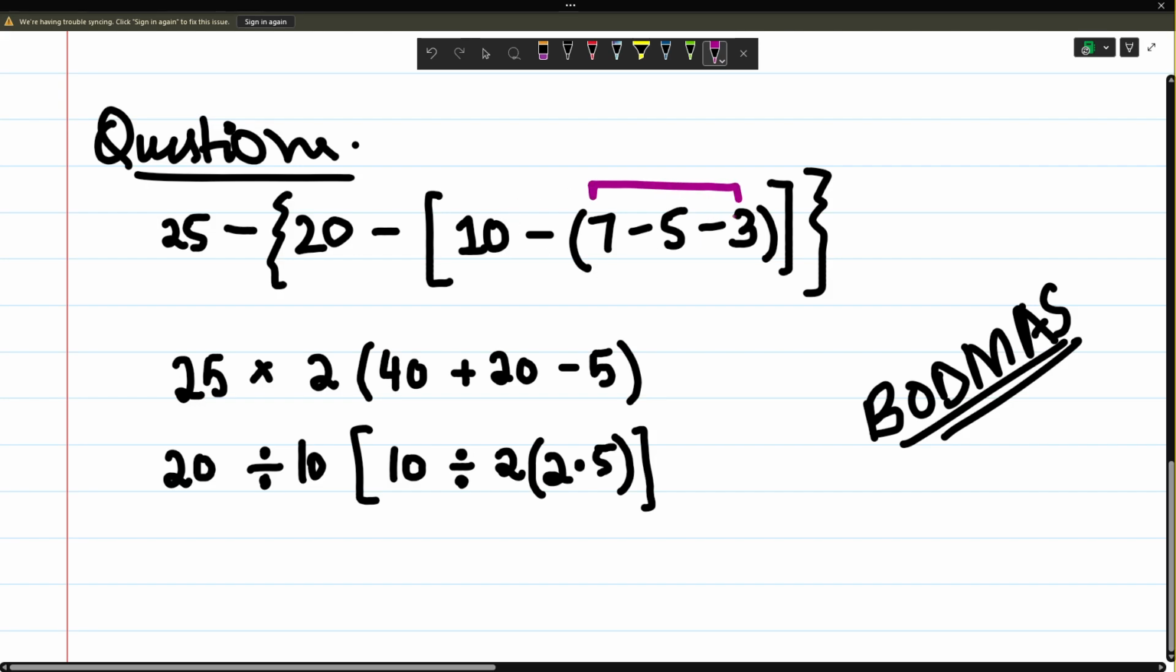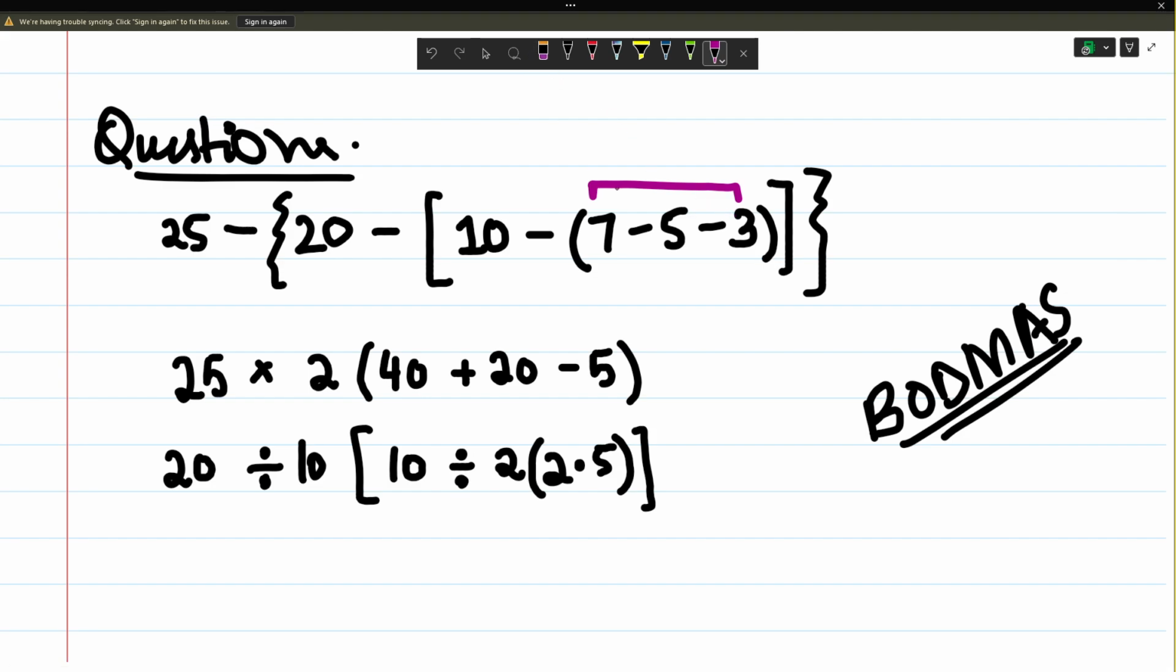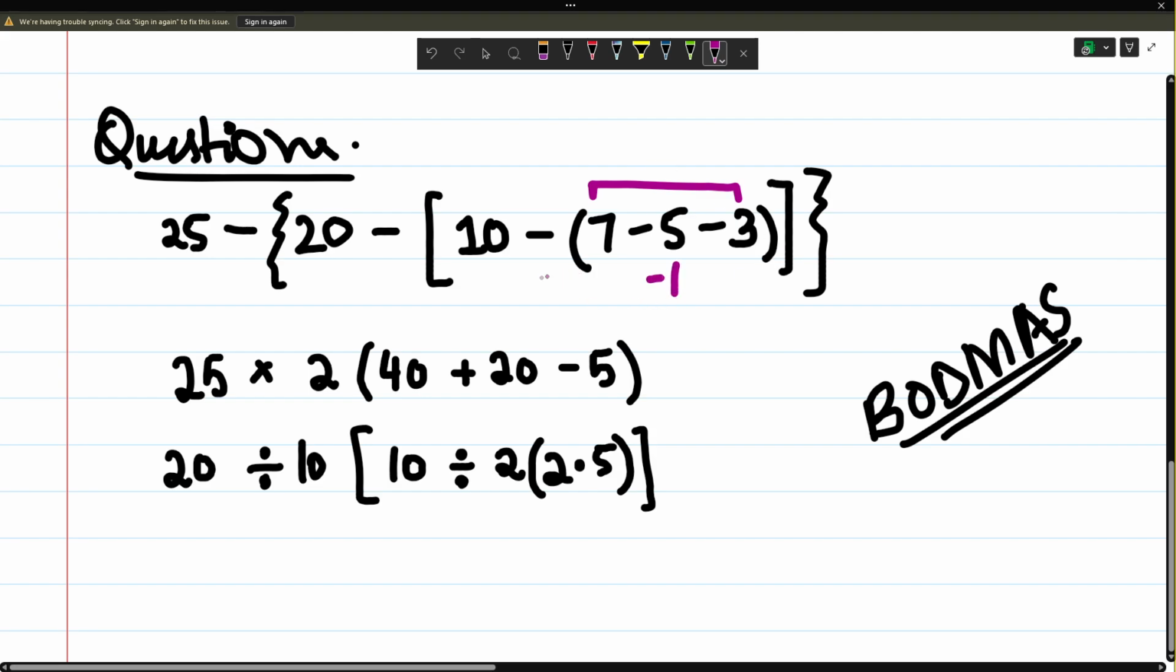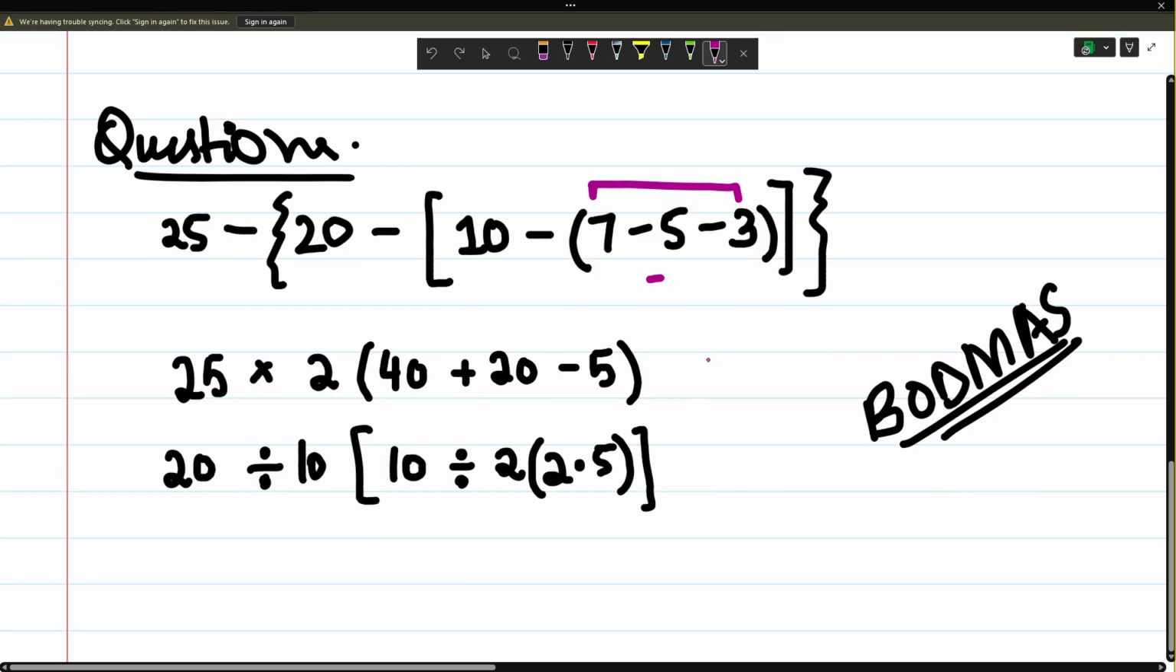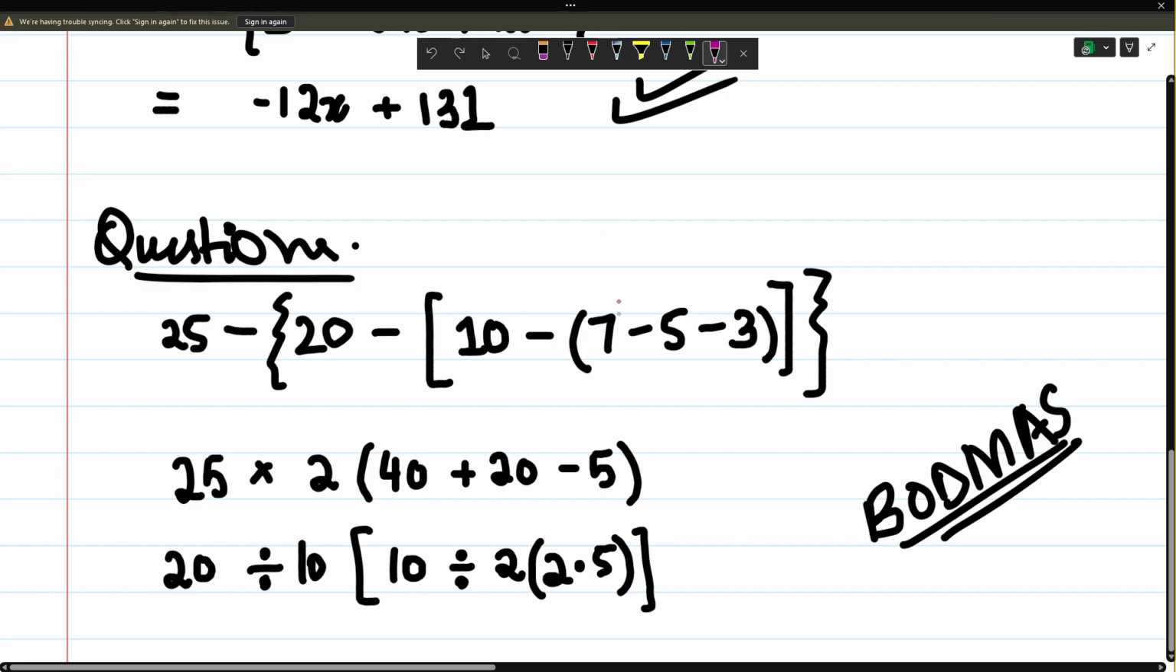So 7 minus 5 is going to be 2, and 2 minus 3 is going to be minus 1, right? That will be minus 5 minus 3. There is a minus with the 5, सिर्फ 5 नहीं है. ठीक है. So first आप 7 minus 5 करें, that gives you 2, right? And 2 minus 3 gives you minus 1.